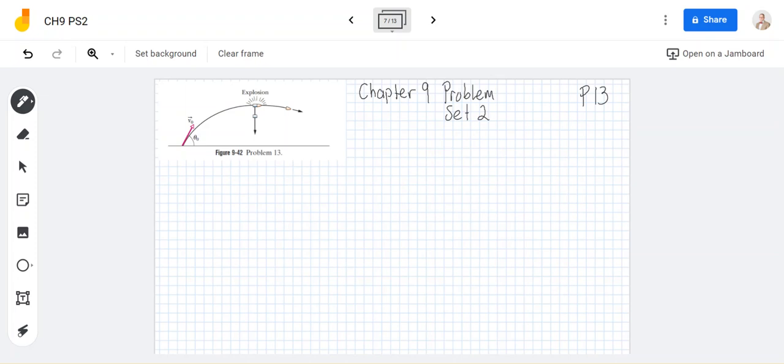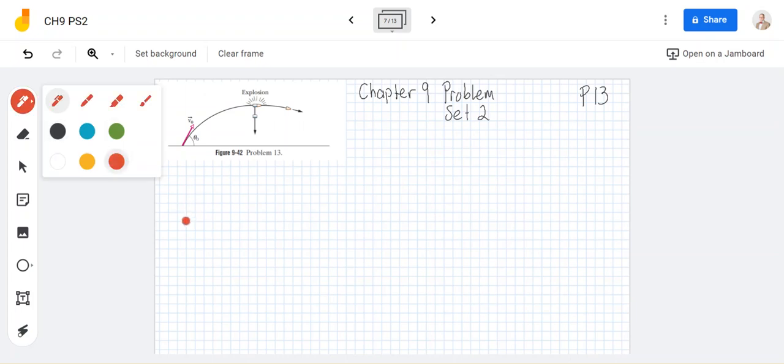First one is problem number 13. Problem number 13 says that a shell is shot with an initial velocity of 20 meters per second and an angle of 60 degrees with the horizontal. At the top of its trajectory, the shell explodes into 2 fragments of equal mass. One fragment, whose speed immediately after the explosion is zero, falls vertically. How far from the gun does the other fragment land, assuming that the terrain is level and air drag is negligible? So let's put up what we got here.